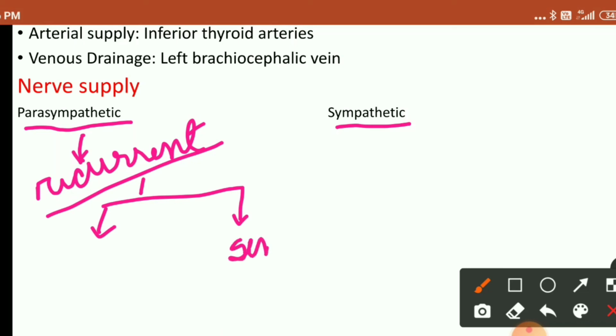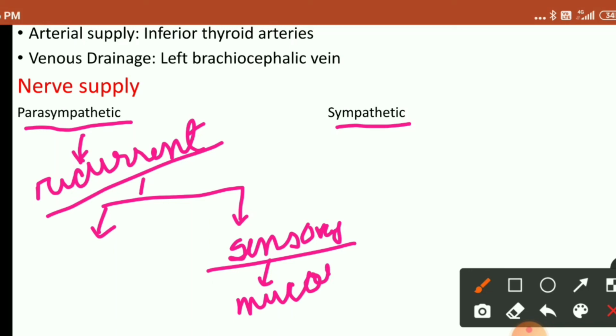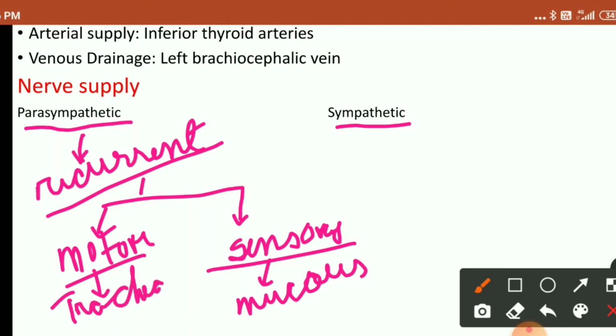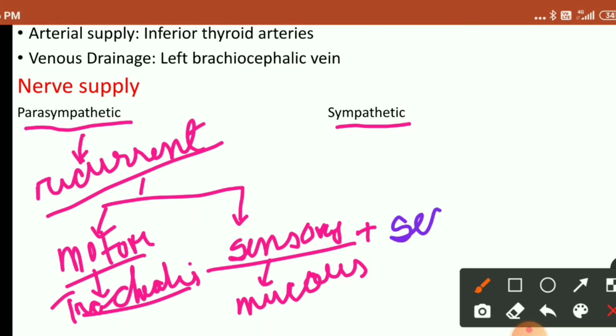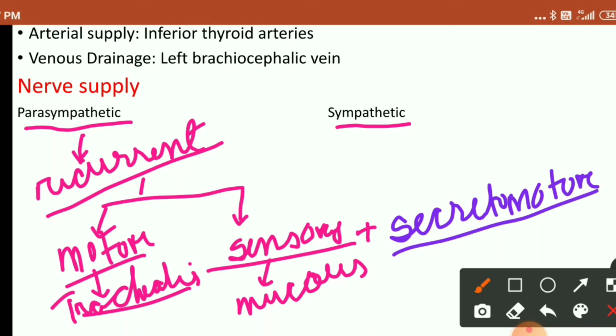So the sensory part is to the mucous membrane, and the motor part is to the trachealis muscle. Yes, so it has sensory and secretomotor also. In some books it's written that sensory and secretomotor to the mucous membrane, so that any irritation in the mucous membrane can be detected or sensed, and it gives motor supply to the trachealis muscle. We already discussed what is trachealis.